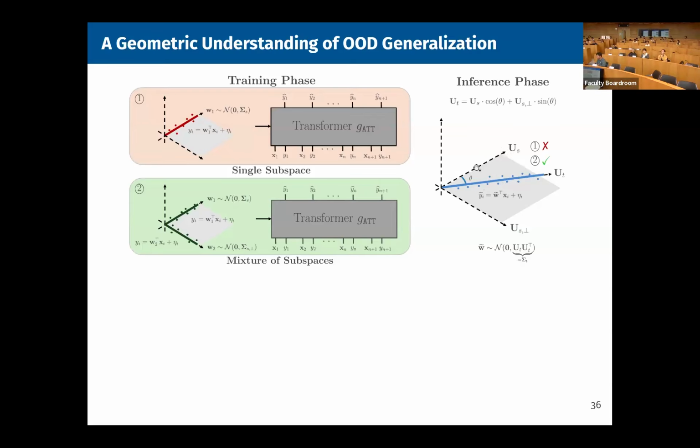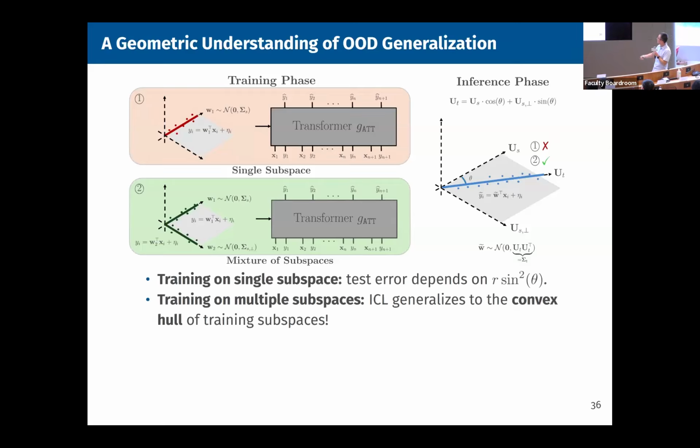Okay, sure. So if you're generalizing to a subspace which is an interpolation between those two subspaces, in this case the generalization error will be equal to 0. So this is an interpolation type of result. When you are training on two orthogonal subspaces, you will be generalizing to the convex hull of the two subspaces. So the conclusion is that when you're training on a single subspace, your generalization error will depend on the intrinsic dimension multiplied by the subspace angle. But when you are training on multiple subspaces, in-context learning will generalize to the convex hull of the training subspaces.